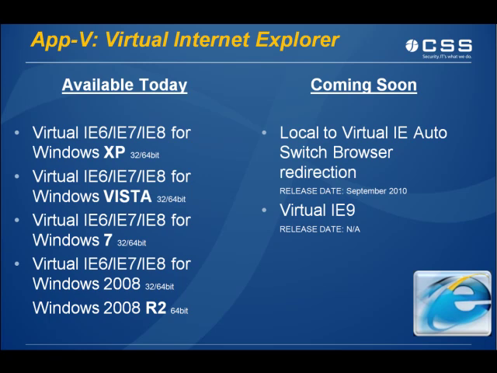What do we have coming soon, and what are we working on is local to Virtual IE auto switch browser redirection, which means that you can redirect any address, link, or website from your local browser when the user enters it, to the virtual browser. Why would you want that? You can eliminate the Virtual IE shortcut on your desktop and have the user not even know what's going on in the background, so they won't have multiple shortcuts for every URL. That is being released September 2010, and the next thing we're working on is Virtual IE9, which would be released when Internet Explorer 9 is released by Microsoft.